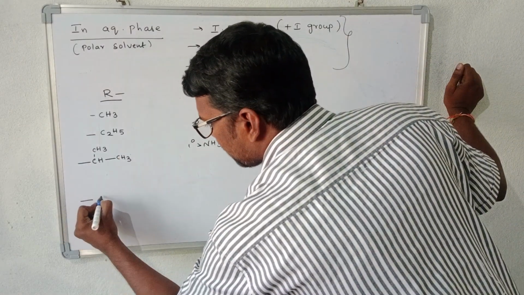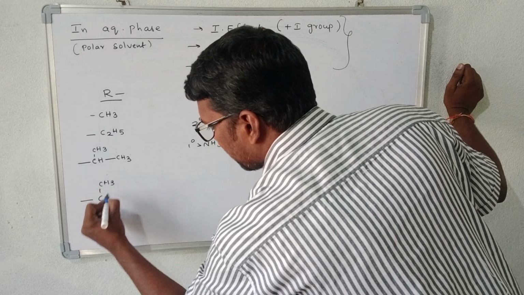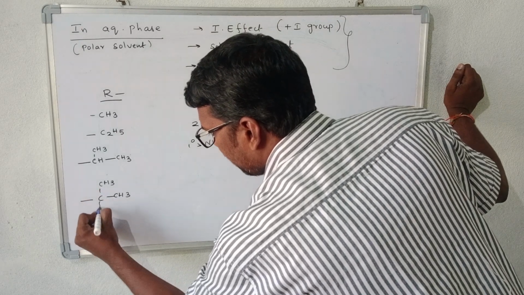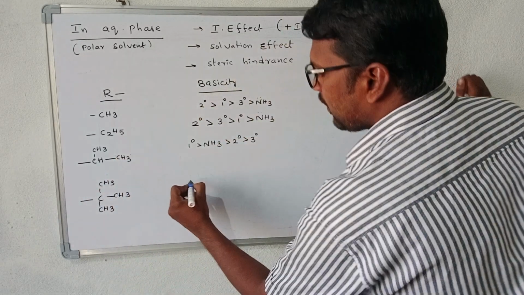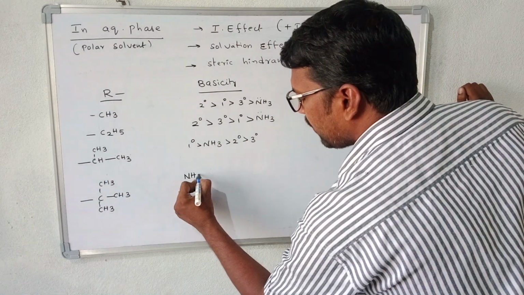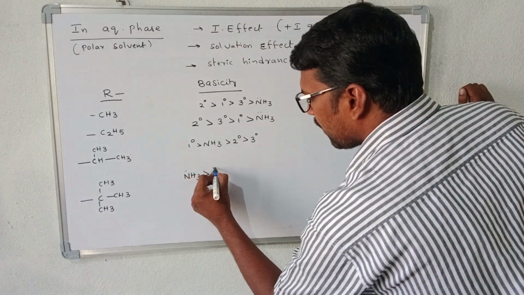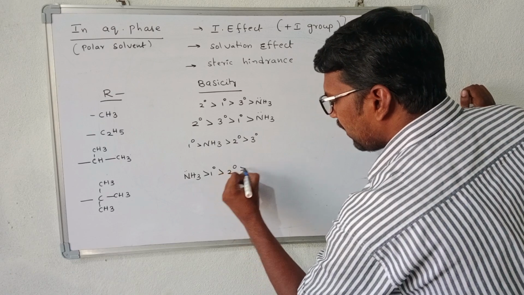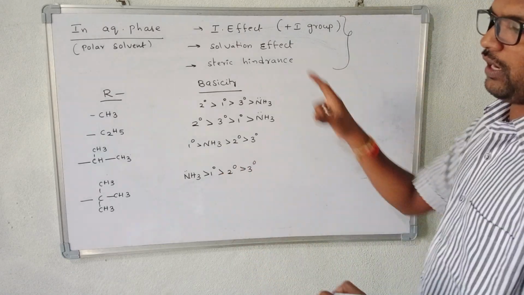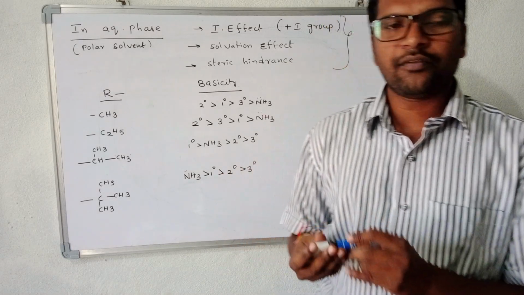Right, in place of secondary, if a tertiary alkyl group is present, that means around the carbon 3 methyl groups are present. In that condition, the highest basicity is for ammonia, after this primary, and next secondary, and the least one is tertiary. It is the basicity order in aqueous solution.